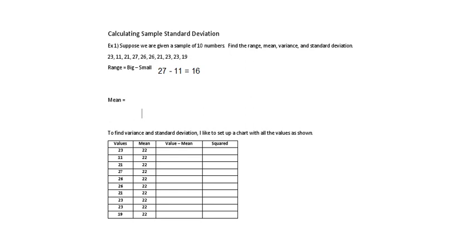All right, mean. Mean is something we've been doing. So what I'd like to do is add up all the numbers and divide by 10. So 23 plus 11 plus 21 plus 27 plus 26 plus 26 plus 21 plus 23 plus 23 plus 19 all equals 220. But since there are 10 numbers, I would like to divide that number by 10. So that's equal to 22. So the mean is 22.